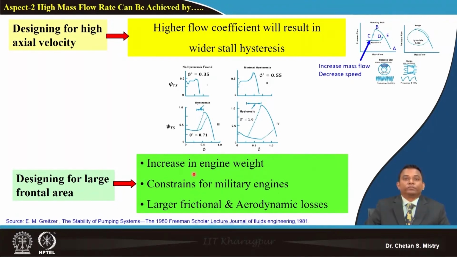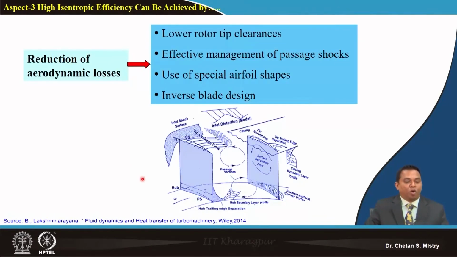Here in this case, this is a constraint with the military engine. Next, we will have higher aerodynamic and frictional losses. So the configuration of having a higher mass flow rate is a little tricky in terms of handling our mass flow rate. Let's move to the next option.